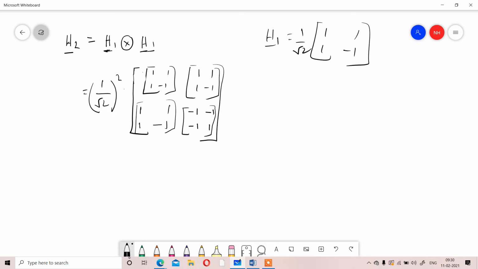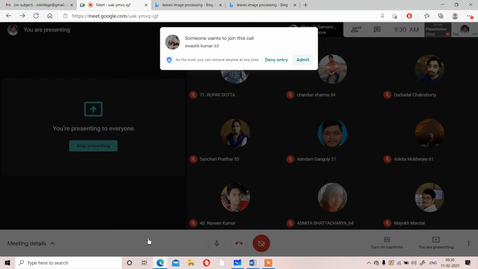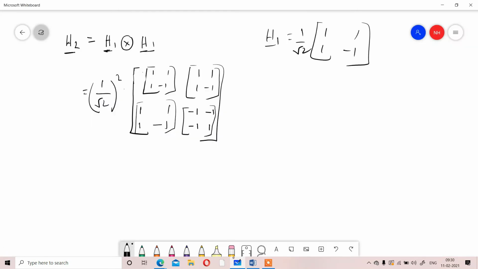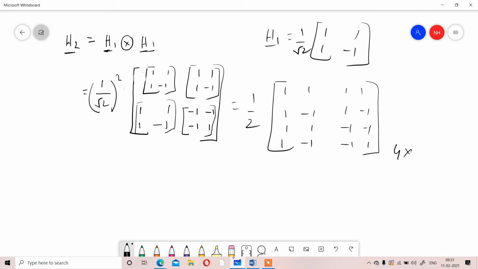So if we consider the order 2 Hadamard matrix, that will be your H2 Hadamard matrix. Clear or not? That will be half times 1, 1, 1, 1; 1, minus 1, 1, minus 1; 1, 1, minus 1, minus 1; 1, minus 1, minus 1, 1. 4 cross 4. Clear?